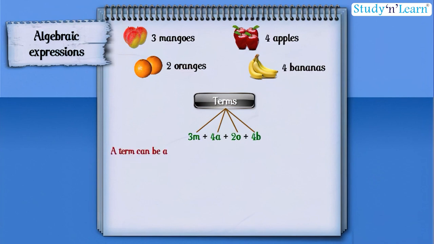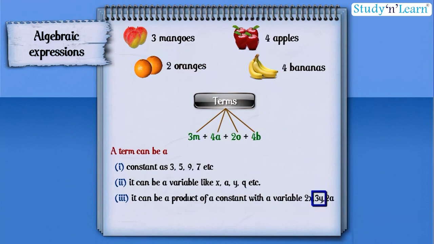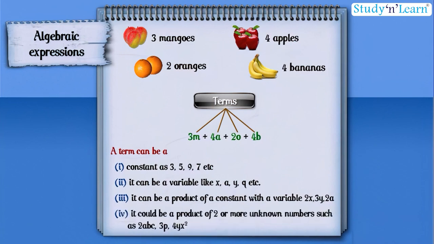A term can be: 1. A constant, as 3, 5, 9, 7, etc. 2. It can be a variable, like x, a, y, q, etc. 3. It can be a product of a constant with a variable, 2x, 3y, 2a. 4. It could be a product of two or more unknown numbers, such as 2abc, 3p, 4yx square.